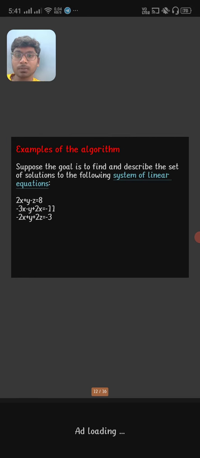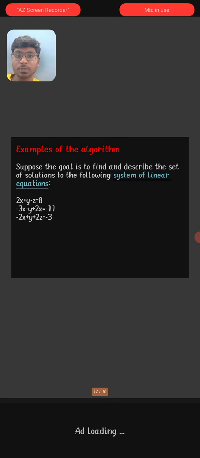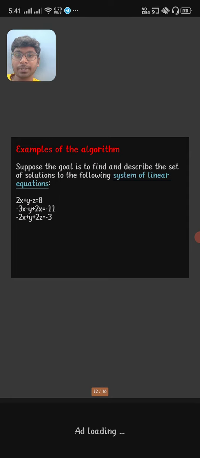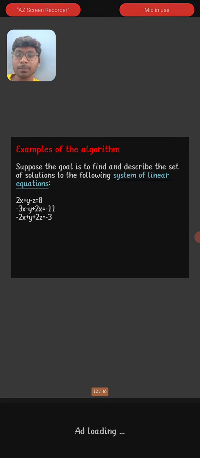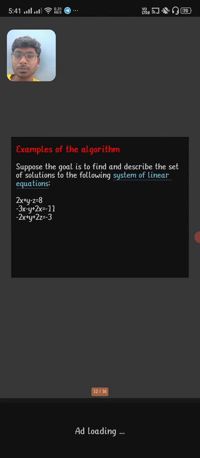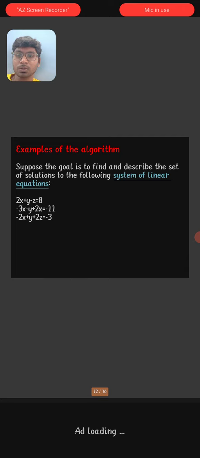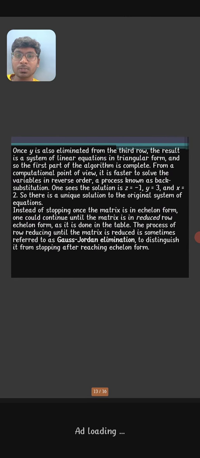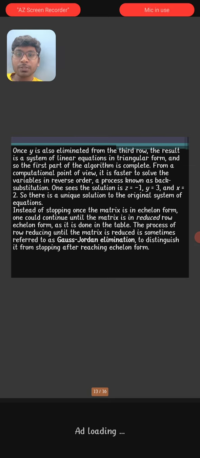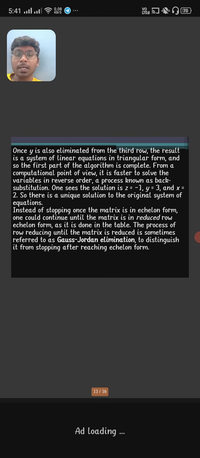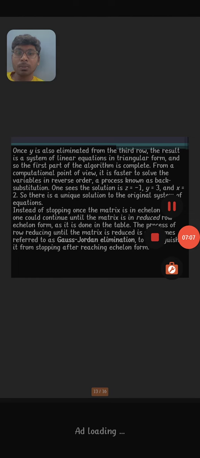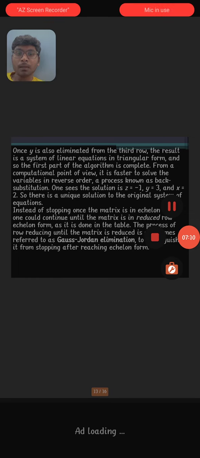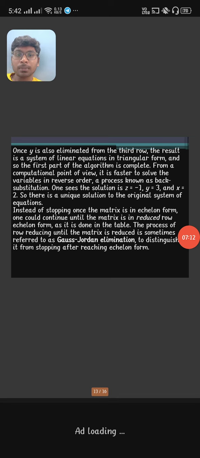Example of the algorithm: suppose the goal is to find and describe the set of solutions to the following system of linear equations: 2x plus y minus z is equal to 8, minus 3x minus y plus 2z is equal to minus 11, minus 2x plus y plus 2z is equal to minus 3. Once y is also eliminated from the third row, the result is a system of linear equations in triangular form, and so the first part of the algorithm is complete.